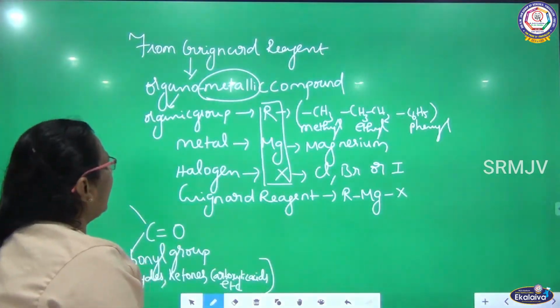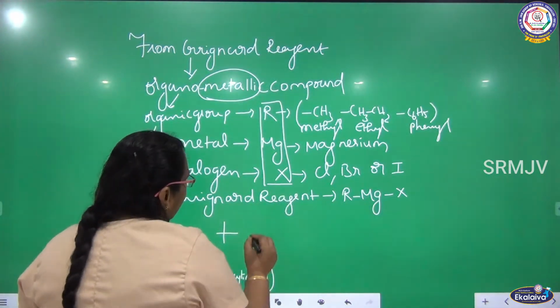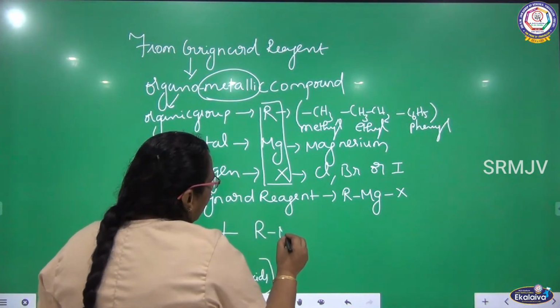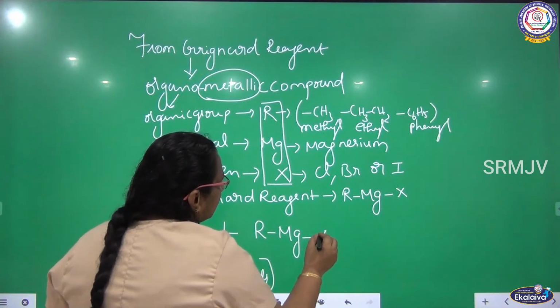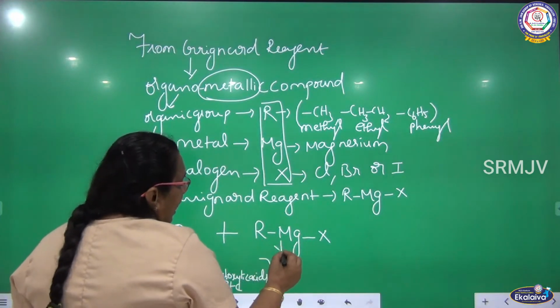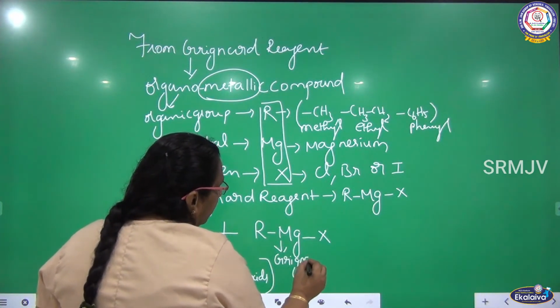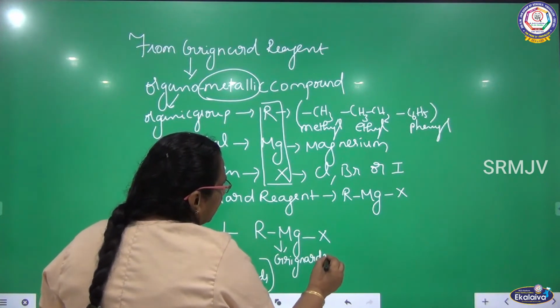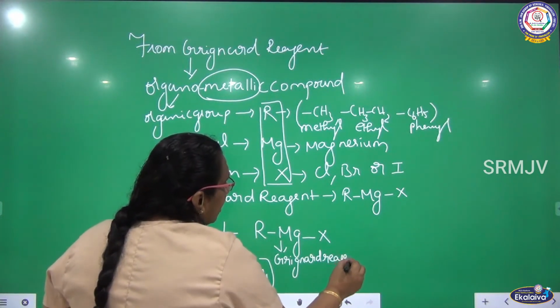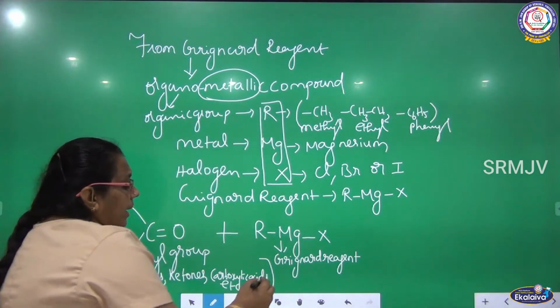What is the speciality of this Grignard reagent? I am indicating the Grignard reagent as RMgX. So this is the Grignard reagent. Okay. Let me see the reaction. What is the nature of this Grignard reagent? Polar nature.